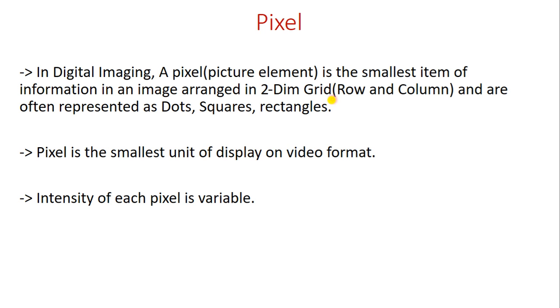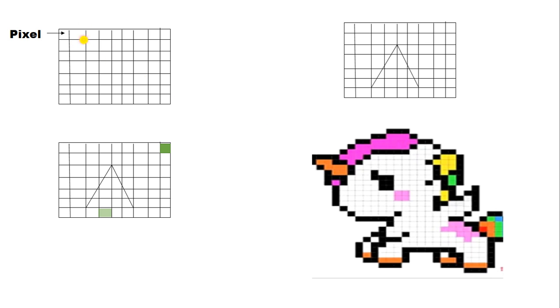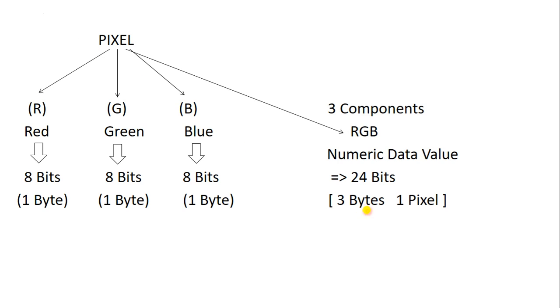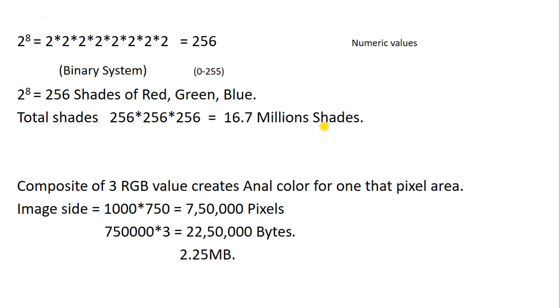The image is in the form of two dimensions: rows and columns, a two dimensional grid. And this one box we call a pixel, and this one pixel is 3 bytes. Okay, I hope you have got this. So let's understand some more things about the pixel.